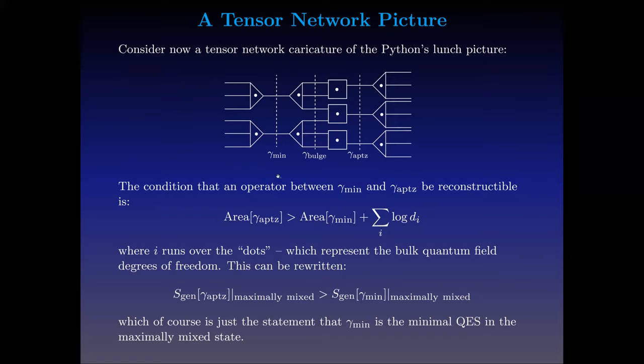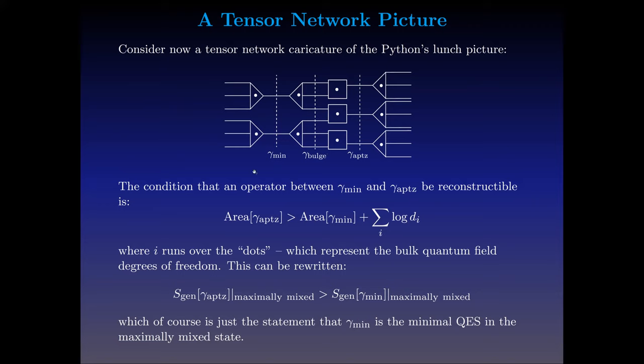So this is maybe a two-sided black hole. We have some CFT left over here, some CFT right over here. And we have our minimal quantum extremal surface, which cuts through very few lengths. We have what we call the appetizer surface, which cuts through more lengths. It's still extremal, but it's non-minimal. And then there's the bulge surface, which cuts through many lengths.